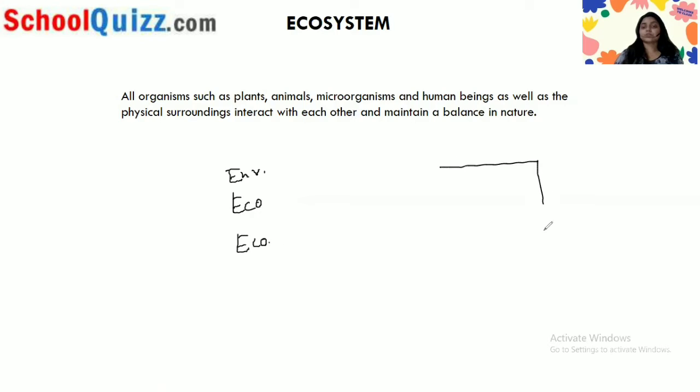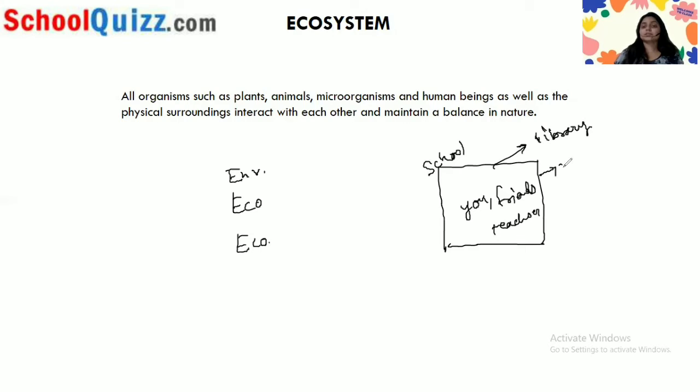So let's take an example of your school. This is a school, okay? And in your school, your friends, teachers, okay? And in your school, you have your library, math, playgrounds. So what is all this? Here you can see your friends and the teachers, they are all the living things, okay? And the library, math, playgrounds, they are all the non-living things. So basically, your school is considered as an environment.